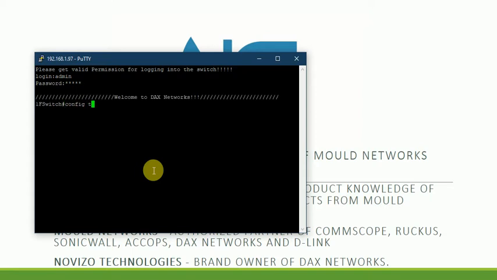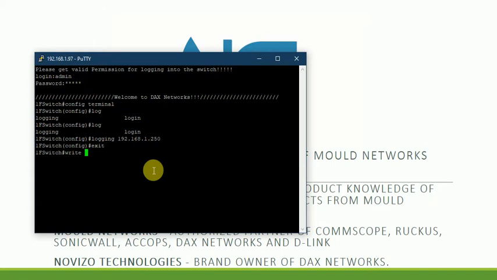Go to Configure Terminal. Enable the syslog client option using the command logging NAS IP address. Here the NAS IP is 192.168.1.250. Then, save the configuration using the command write.